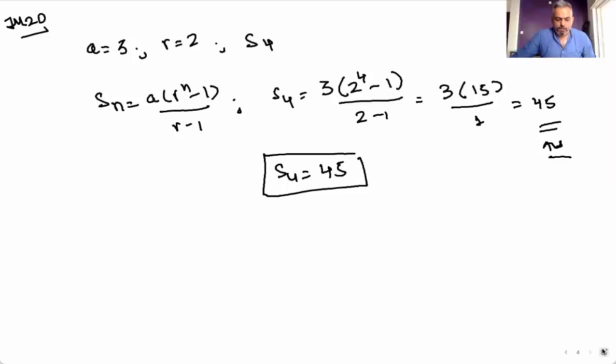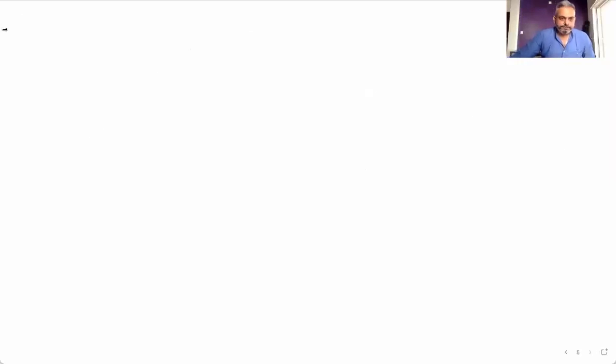Illustration 21. Important. Now illustration 21 थोड़ा ध्यान देना please. The sum of first 3 terms of a GP with common ratio 0.2. Let me copy the question over here. Okay, I'm not having the question right now typed. Okay, so I'll write for you.